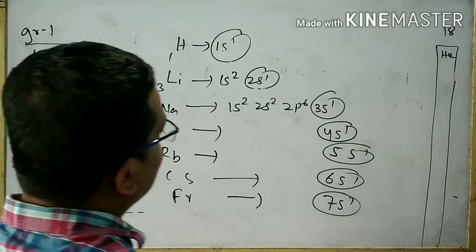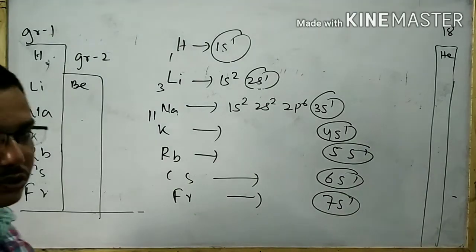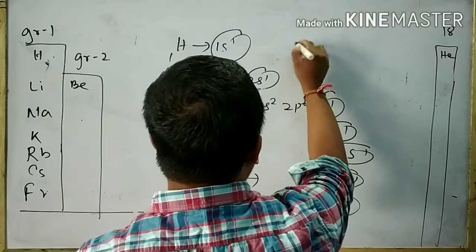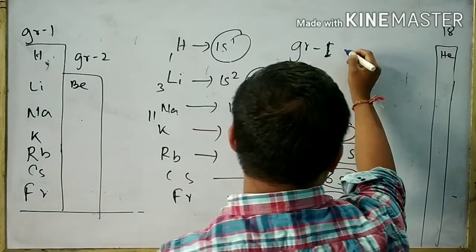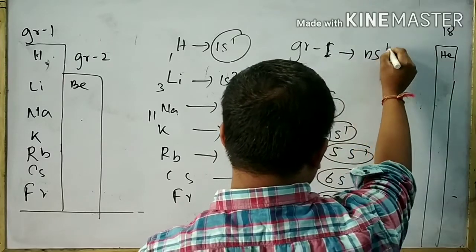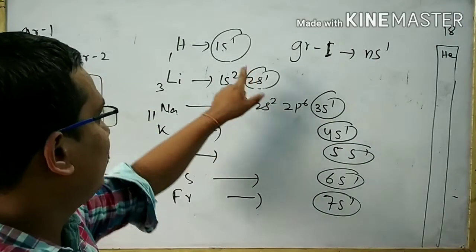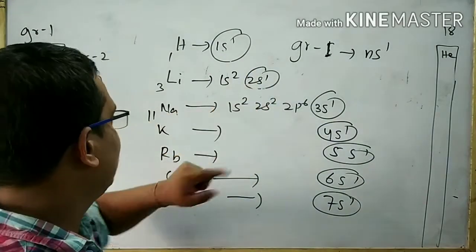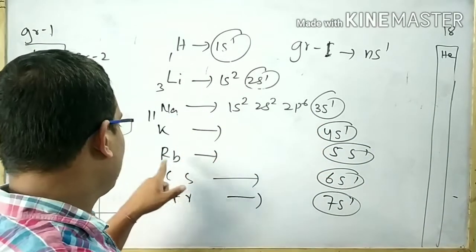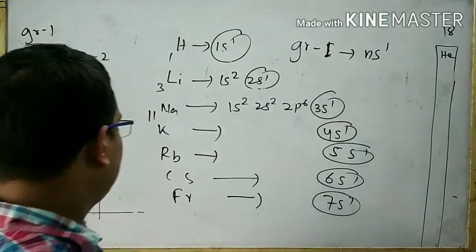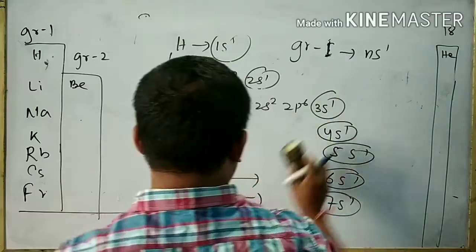If I want to draw a general electronic configuration of the outermost orbit for group 1 elements, that is ns1. For hydrogen, n is equal to 1. For lithium, n is equal to 2. For sodium, n is equal to 3. For potassium, n is equal to 4. For rubidium, n is equal to 5. For cesium, n is equal to 6. For francium, n is equal to 7.